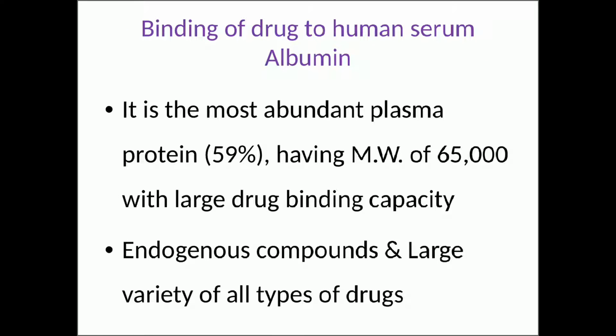The binding of drug to human serum albumin. It is the most abundant plasma protein, which comprises 59% of the total plasma protein, and it has a molecular weight of 65,000 Dalton with a large drug binding capacity. So the human serum albumin has a very large drug binding capacity. Endogenous compounds and a large variety of all types of drugs can easily bind with the human serum albumin.